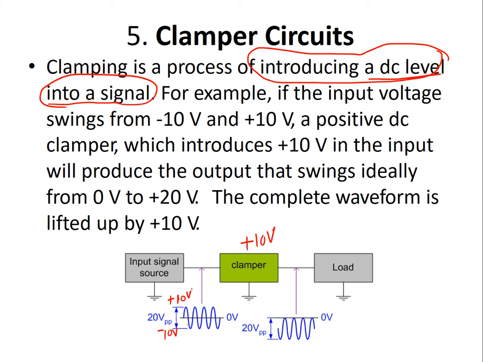So what will happen with the plus 10 volt here? This is plus 10, and you are introducing a plus 10 DC level. So this plus 10 plus 10 will become plus 20, right? And this minus 10 plus DC level plus 10 will become 0. So now our output signal will be swinging between 0 and plus 20.